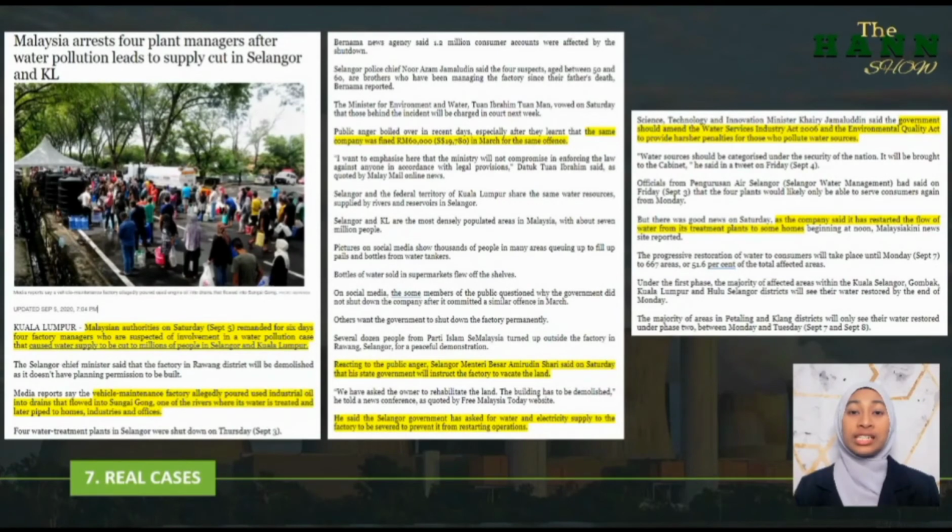For example, a real case is in Kuala Lumpur and Selangor, where water pollution led to a water supply cut to millions of people in that state. The pollution was caused by a vehicle maintenance factory that allegedly poured used industrial oil into drains that flowed into Sungai Gong, where its water is treated and piped to homes, industries, and offices. Four factory managers suspected of involvement in the water pollution case were remanded for 6 days.